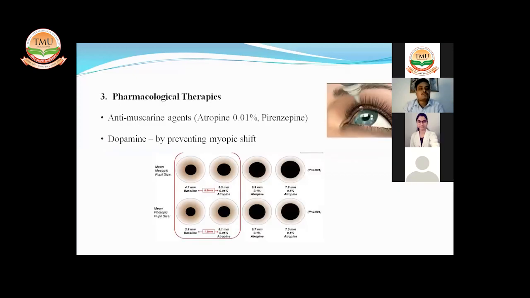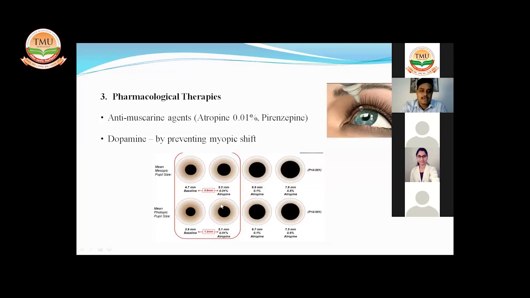The third one is the pharmacological therapies, where anti-muscarinic agents like atropine 0.01% and pirenzepine help in the reduction of myopic progression. Basically, the dopamine will prevent the myopic shift. If you see this picture, there is a 0.8 difference by instilling atropine 0.01%. Actually, there are two concepts here.